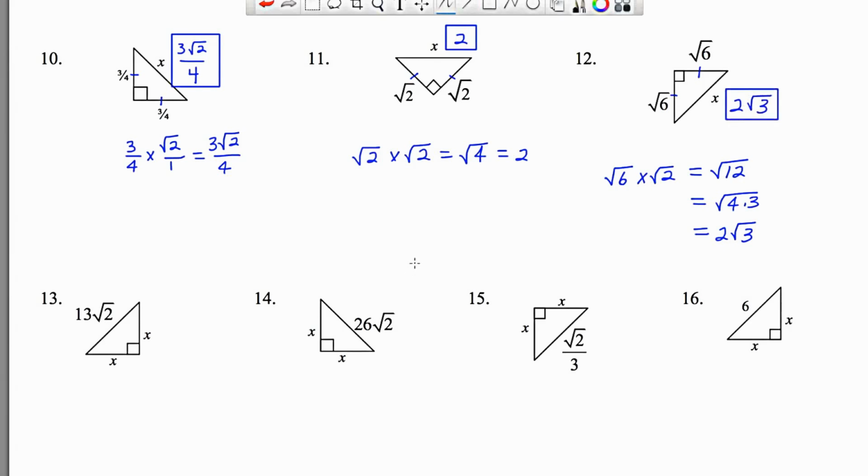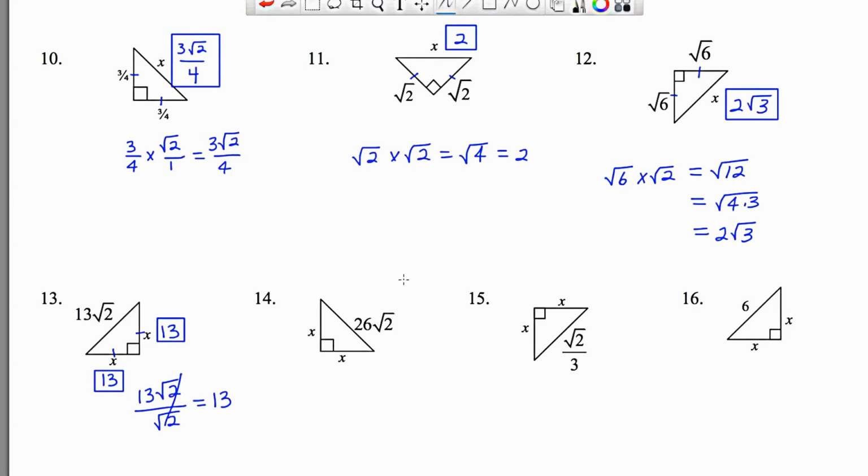Now, in number 13, they're giving us the hypotenuse, but I still realize that the legs are the same. Now, if you were given the leg and you wanted to find the hypotenuse, you were supposed to multiply by root 2. But if you're given the hypotenuse and you want to go backward and find one of the legs, you have to divide the hypotenuse by root 2. So let's set that up. Start with the hypotenuse and divide it by root 2. When you do this, the root 2's will cancel from the top and the bottom, and you're left with just 13. So each leg is 13.